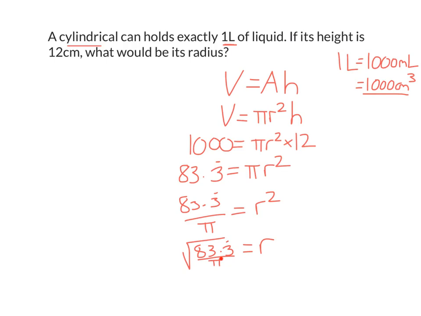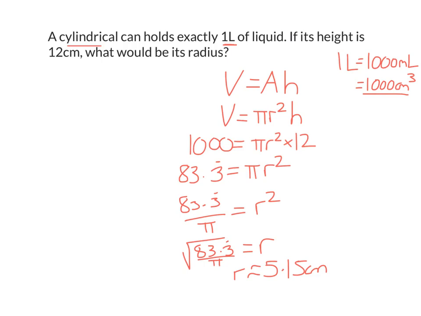83.3333333, divide by pi, and then take the square root. And so if I put that all on my calculator, I get that the radius is approximately 5.15. Because everything was in centimetres, the radius will be in centimetres. All right, we're done with measurement.